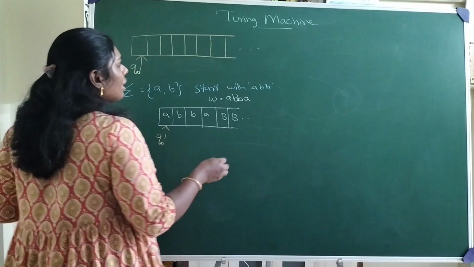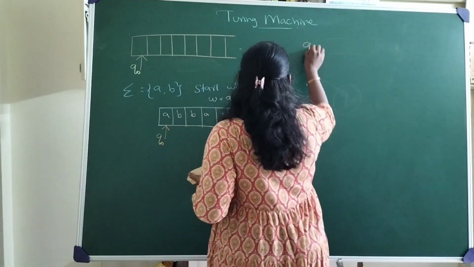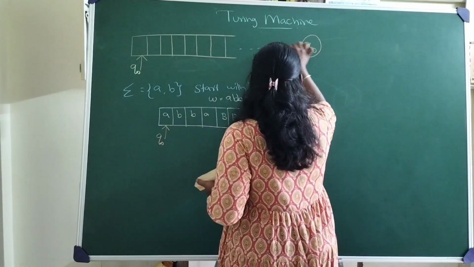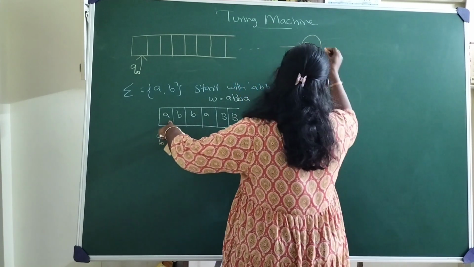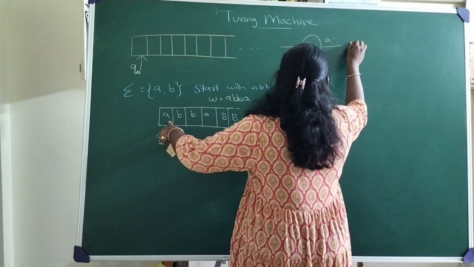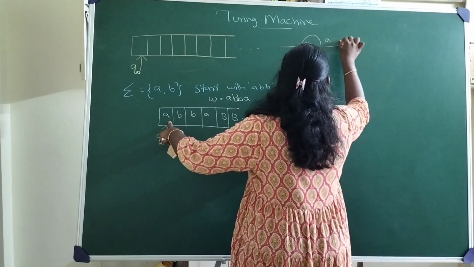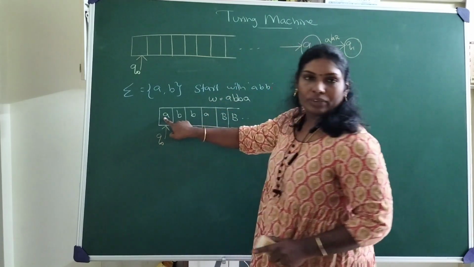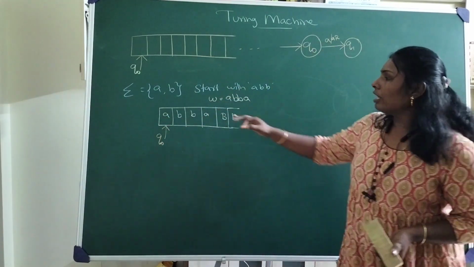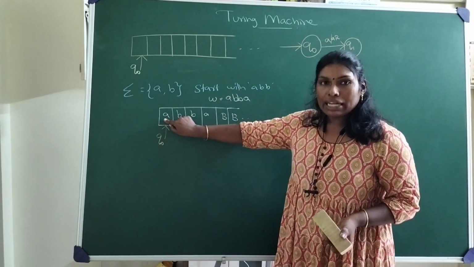Okay, so I can draw the transition diagram like this. We have a Q0, a starting state. In the starting state, focus on the first element. If my first element is A, it is in proper structure, and I make a move to the Q1 state. I am not replacing anything over here. The tape will remain as it is. We don't want to replace it, so A will remain as it is.